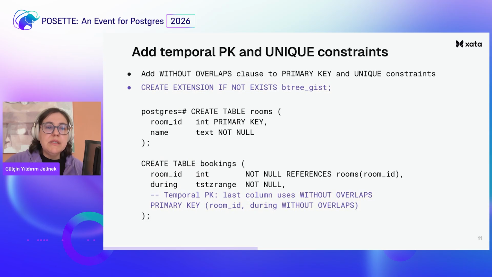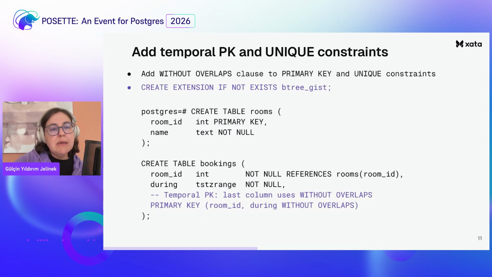Okay, let's see how the exact syntax looks. Just as a reminder, we need to use GiST indexes here because GiST already has this concept, making sure the underlying mechanism works for non-overlapping. You just create the extension, and then you can do the temporal primary keys here.